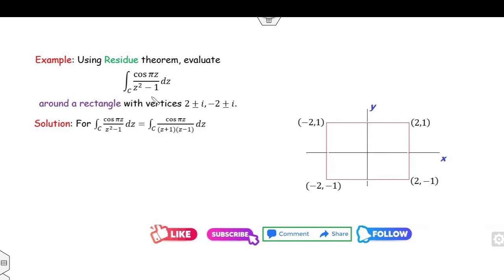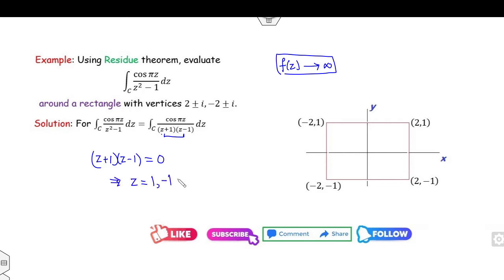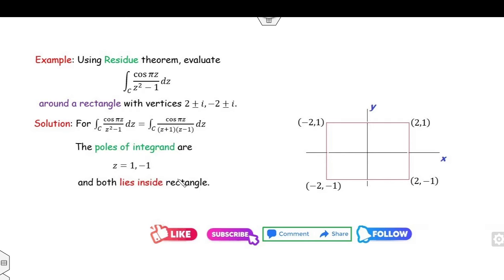Now can you find the poles of the function? What is the meaning of the pole? You have to find all those points for which f(z) goes to infinity. That means the denominator part I can substitute as 0 because the numerator can never be 0. This implies z is equal to plus 1 and minus 1 are the poles of the function. And clearly, how can you write the 1? I can write it as 1 plus i times 0, that is 1 comma 0. 1 comma 0 lies inside the curve. This is the value of minus 1 comma 0. Both the poles lie inside the curve.